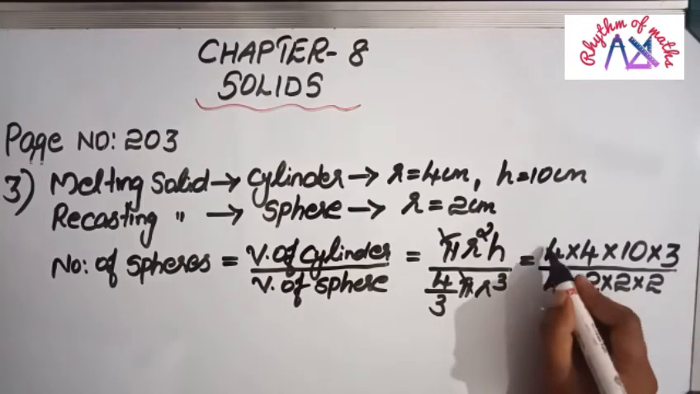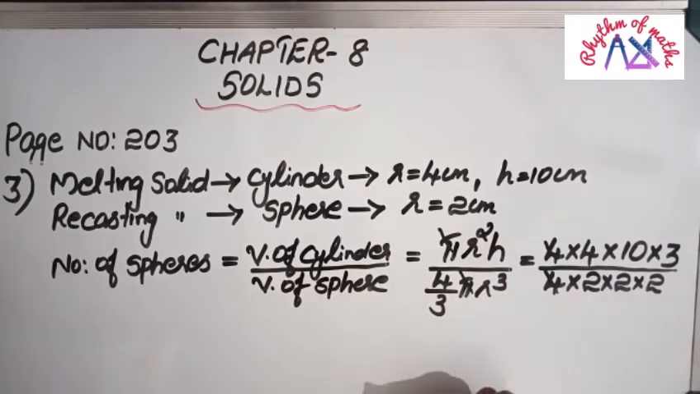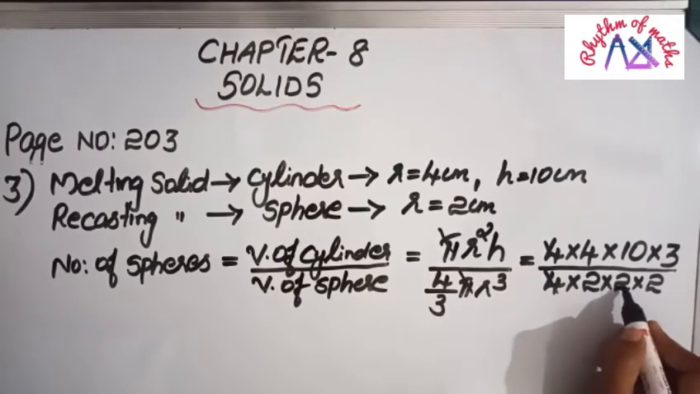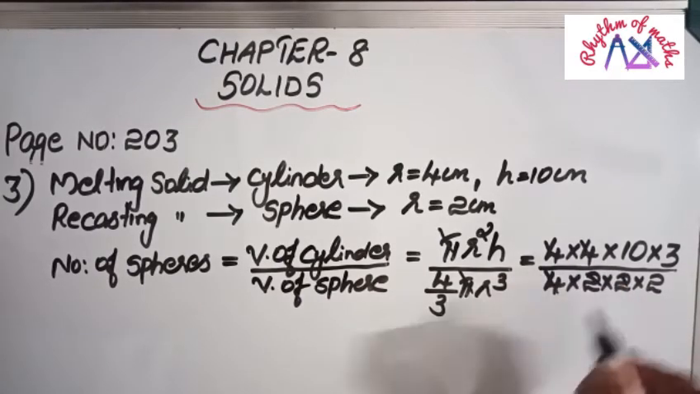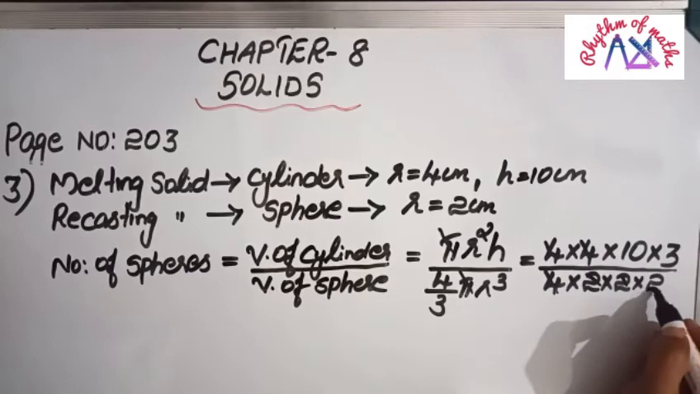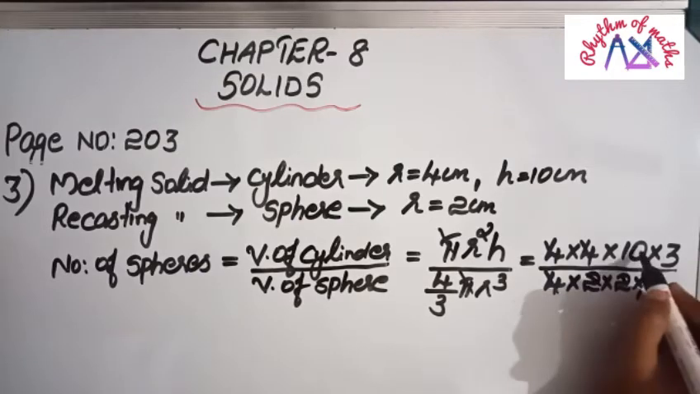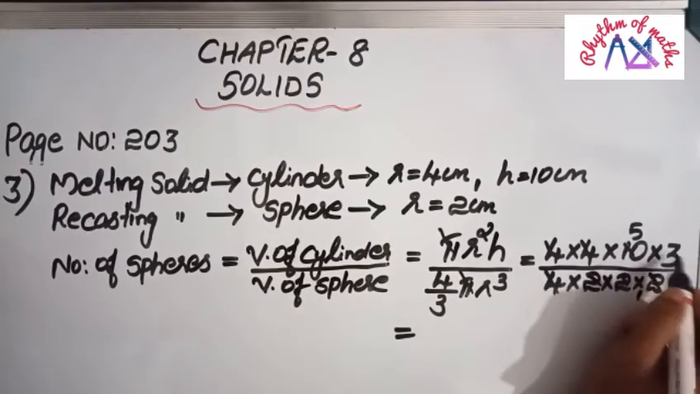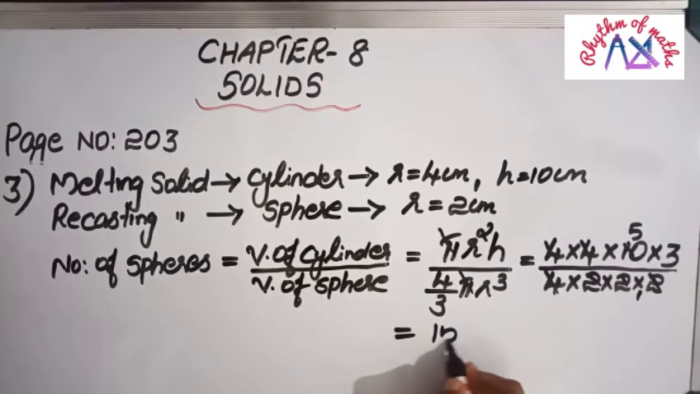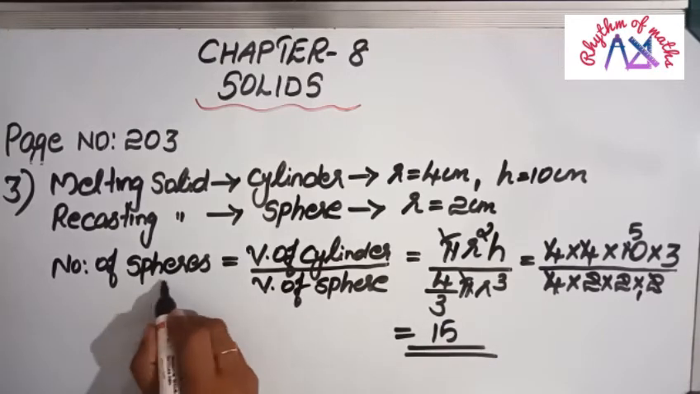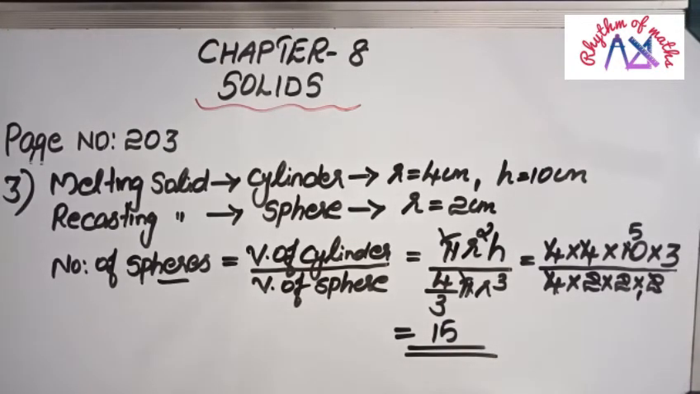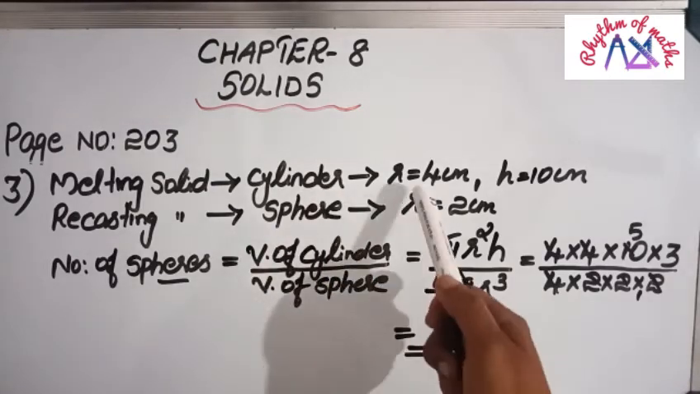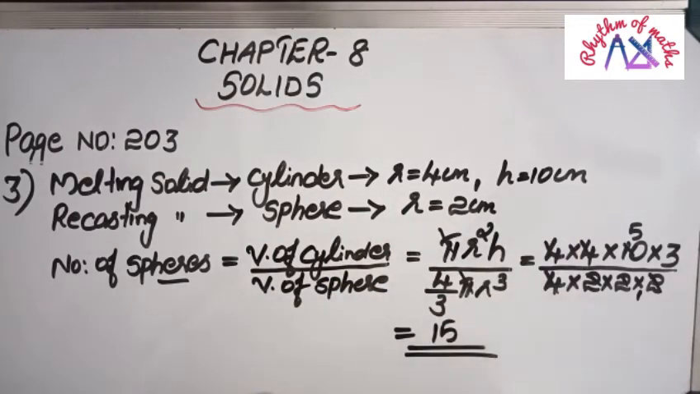Now let's simplify. This 4 and 4 we can cancel. Now these two, 2 into 2, 4. That 4 and this 4 we can cancel. Now 1, 2 remain here. So in 2, 1, 2, in 10, 5. Now what will be the answer? 5 into 3, that is 15 spheres we can create. Okay, 15 spheres with radius 2 centimeter can be created by melting a cylinder with radius 4 centimeter and height 10 centimeter. Okay, this is the third one's answer.